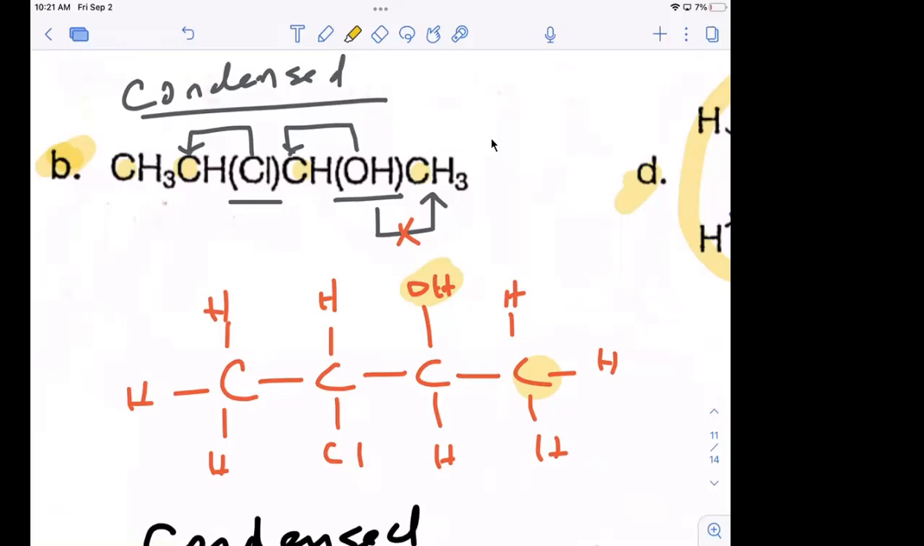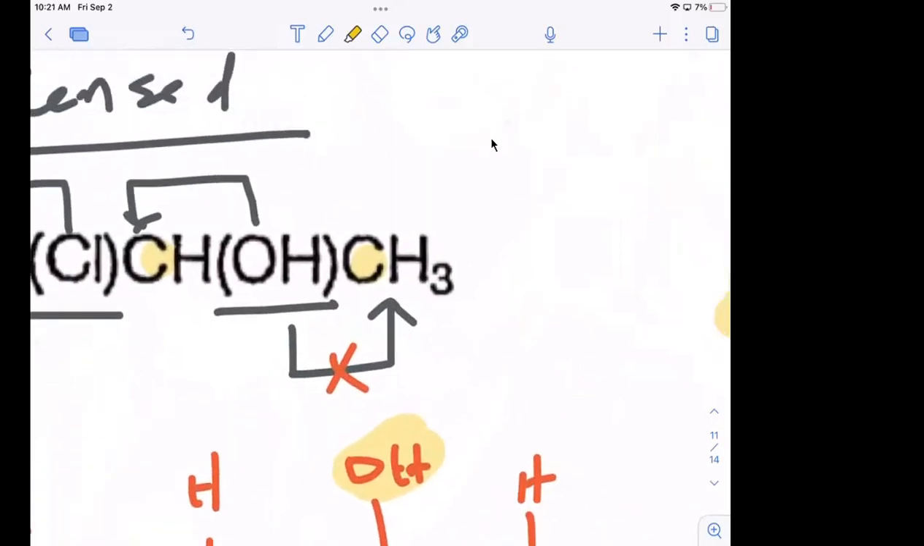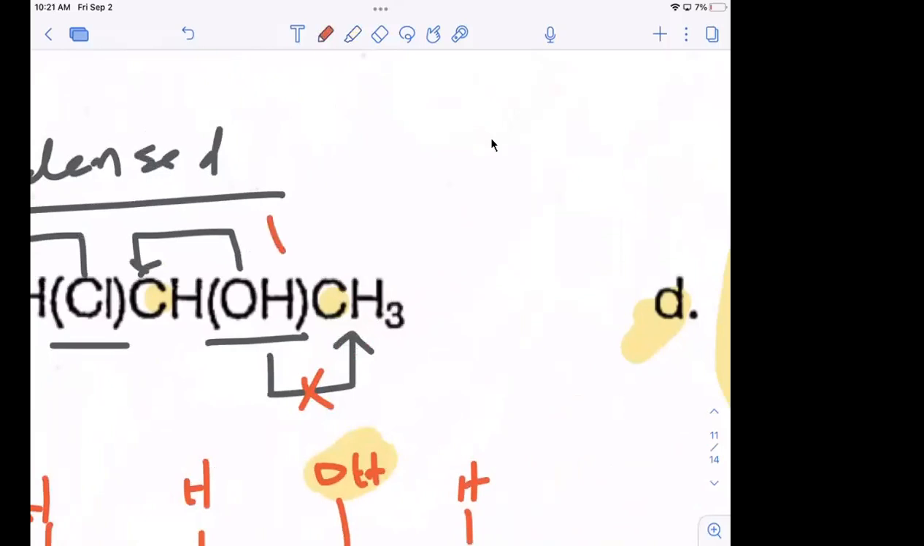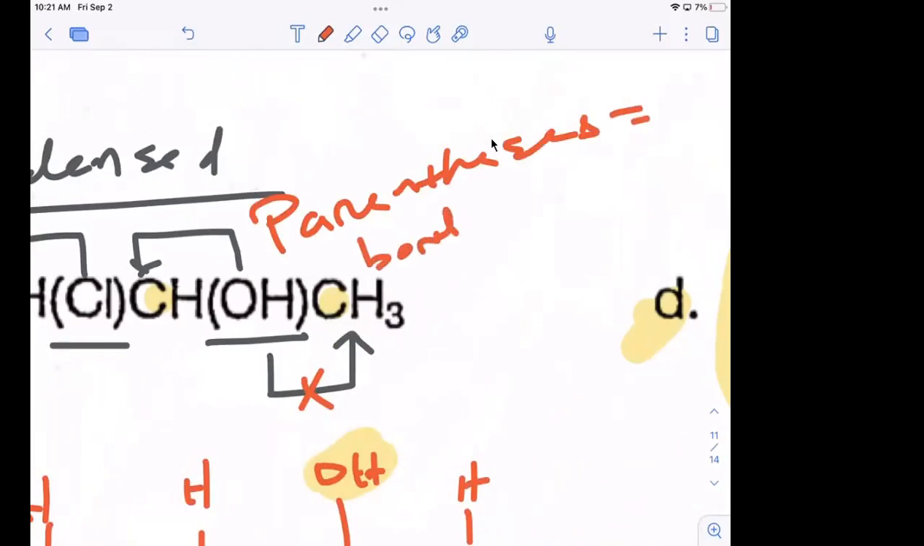All right. So that's why I'm saying the OH is bonded to the atom to the left. So when it's in parentheses like that, it's bonded to the atom to its left.